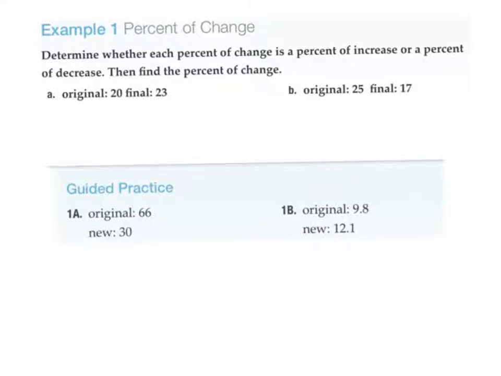Okay, we're going to talk about what's called percent of change. So what we're going to do first is figure out the change, and then change it to a percent. So the change is, if we go from 20 to 23, all we do is subtract the original from the final to get the change. In this case, it's a 3.